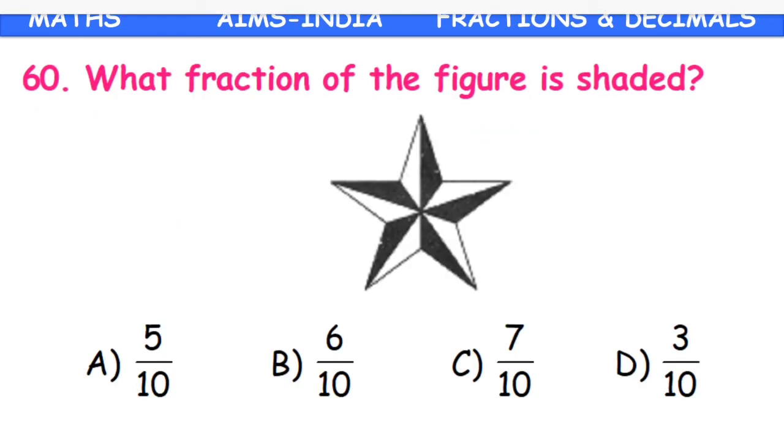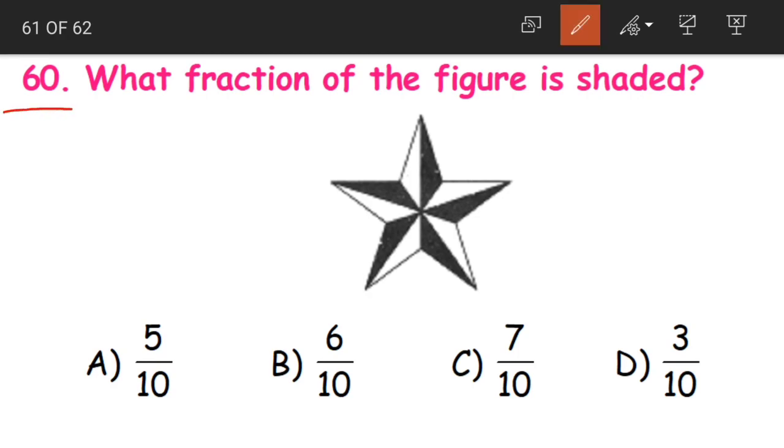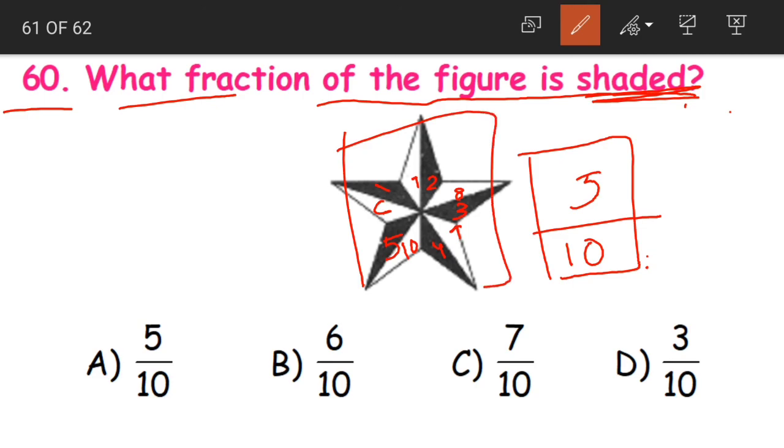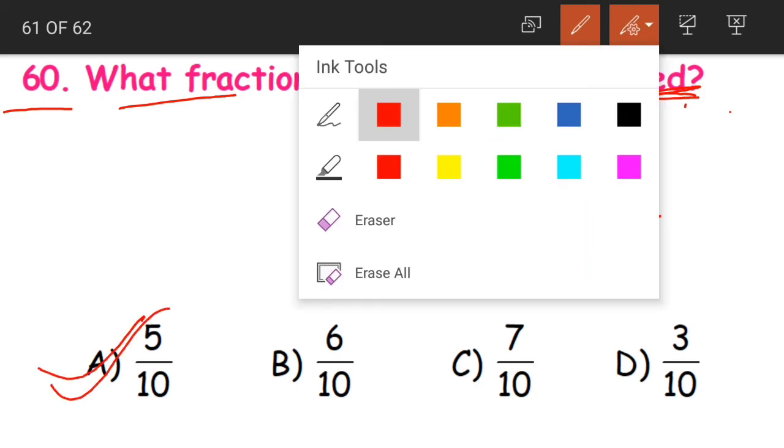And coming to the last question for today, question number 60. What fraction of the figure is shaded? So let us count the number of shaded parts. 1, 2, 3, 4 and 5. We are having 5 shaded parts divided by, what are the total number of parts? 6, 7, 8, 9 and 10. So 10, the total number of parts becomes our denominator, and this 5 by 10 is the fraction that is representing the shaded part of the given figure. Option A is the correct answer.